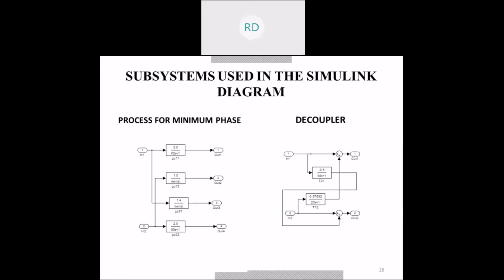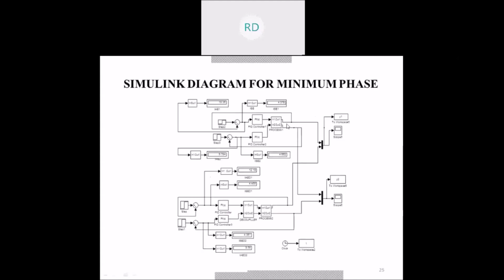If you look at the subsystem diagram, you can see the four transfer functions here. For the process for minimum phase, the four transfer functions for the four tank system are GP11, GP12, GP21, GP22. Inside this process, you can see the transfer functions here. If it were a SISO system, you would be using only one controller. But this is your decentralized controller, I'm using two controllers for this four tank process.